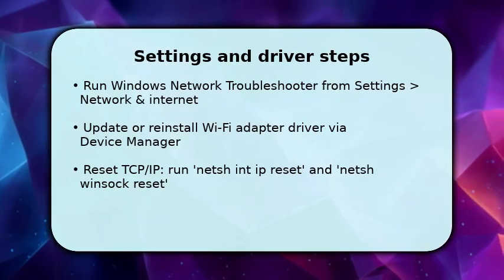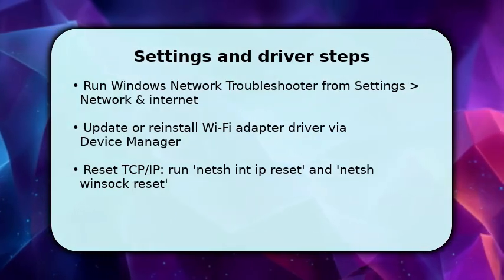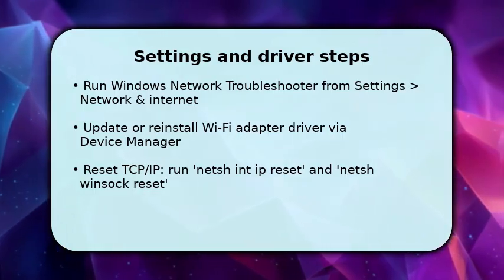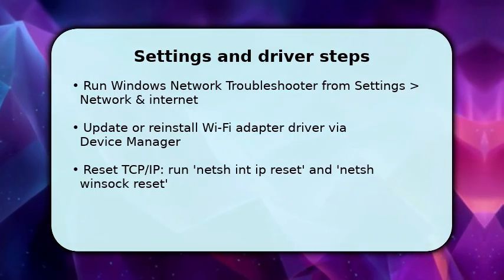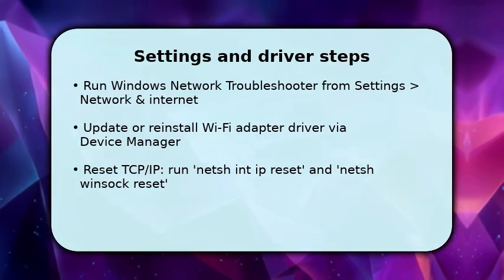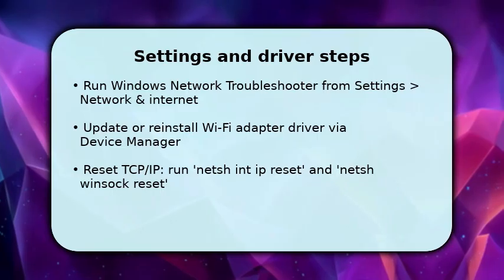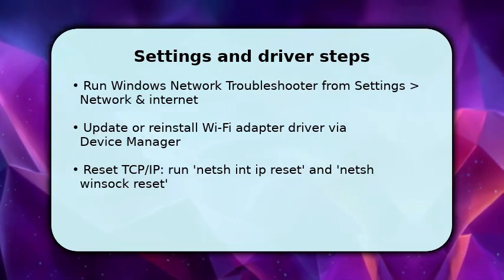Now dig into Windows. Run the built-in network troubleshooter under Settings, Network and Internet, to catch common misconfigurations. Next, open Device Manager, locate the wireless adapter, and choose Update Driver. If issues persist, uninstall the adapter and restart so Windows reinstalls it automatically.